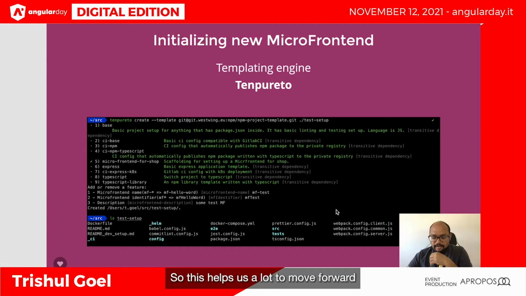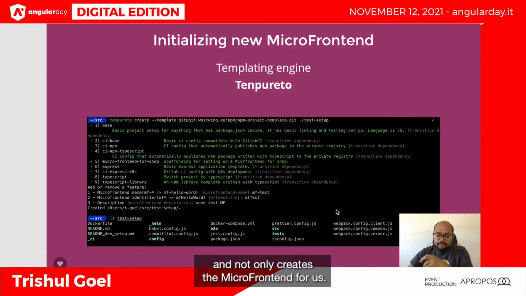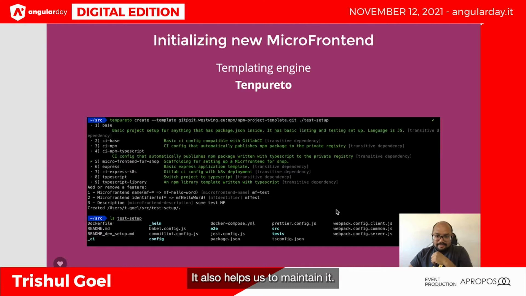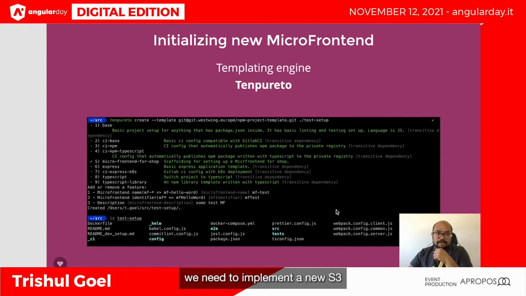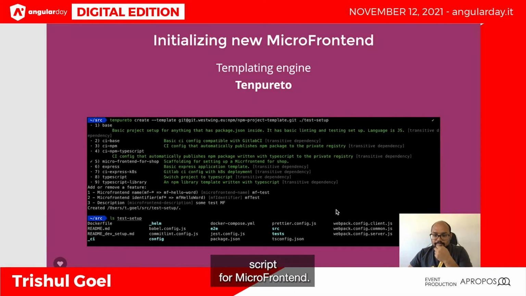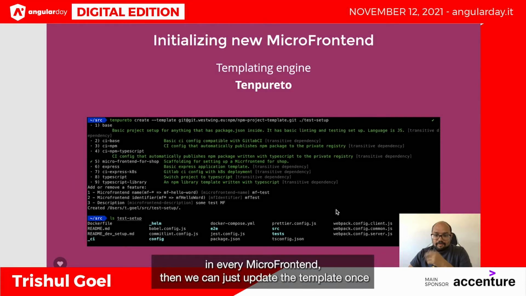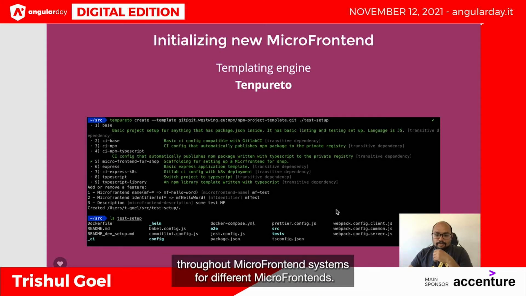So this helps us a lot to move forward. And not only does it create the microfrontend for us, it also helps us to maintain it. If we need to change anything, let's say we need to implement a new S3 pipeline, S3 script for microfrontends, instead of doing it in every microfrontend, we can just update the template once, and all microfrontends in turn can update their own templates. This smoothens our experience to propagate the changes throughout the microfrontend systems.